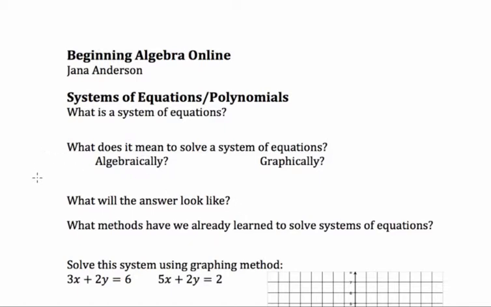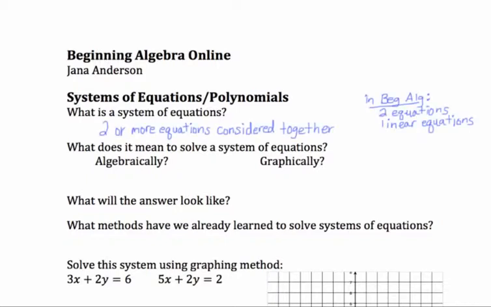Let's start with a review on the terminology of solving systems of equations. First, what is a system of equations? Two or more equations considered together. In this class, we will deal with only two equations and only systems that have linear equations, straight lines.